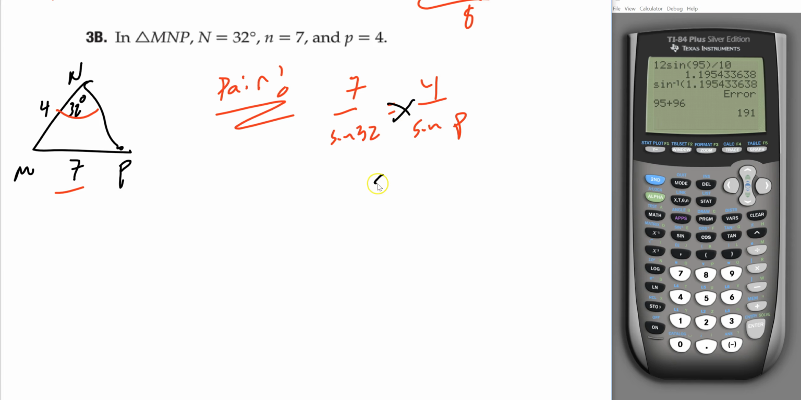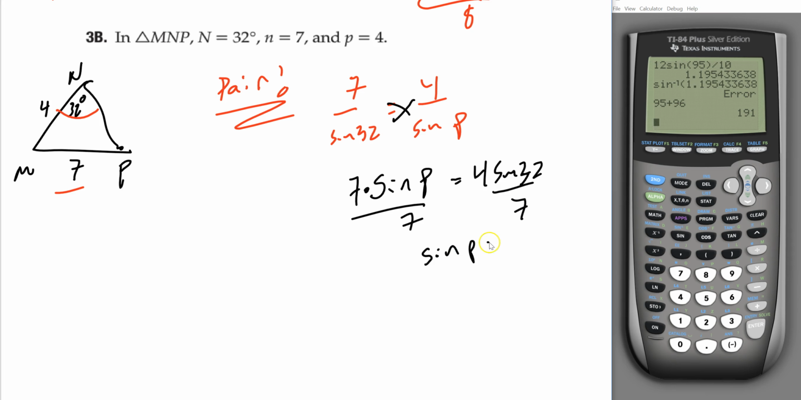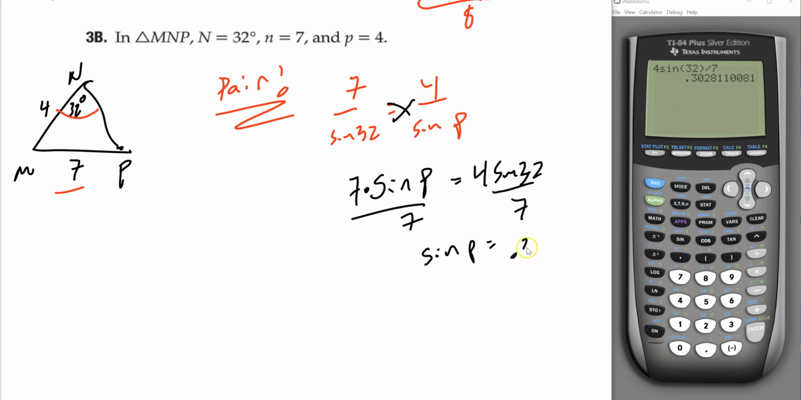So let's just solve it. Cross multiply. Sine of P times 7. Put the 7 right here just to make it a little easier to read. 4 sine of 32. Divide this by 7, and I get sine of P equals 0.3028. I'm just going to leave that in there so I can use that value. I'm not going to round it yet. Remember, notice it is less than 1, so it will work.